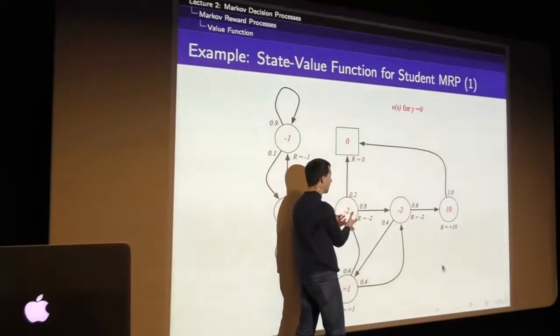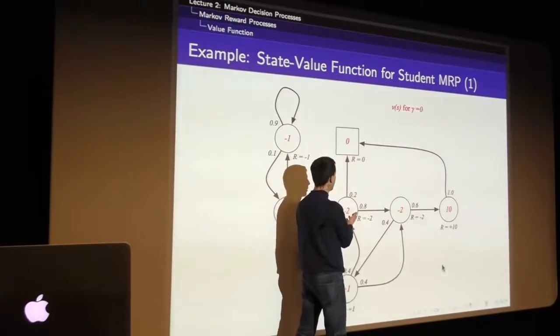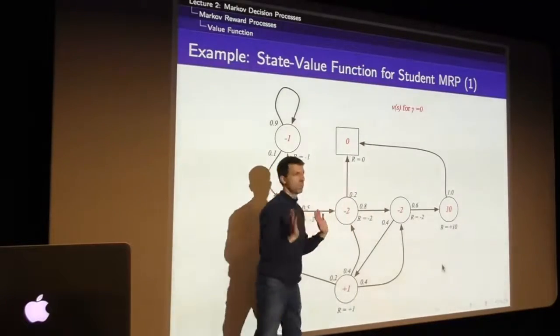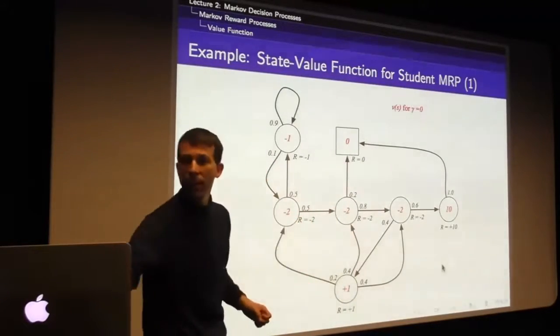So the value of being in this state is -2. That's what we're going to get. We're going to get -2 whether we go to sleep or whether we go this way, we're going to get -2. That's just the definition of that.